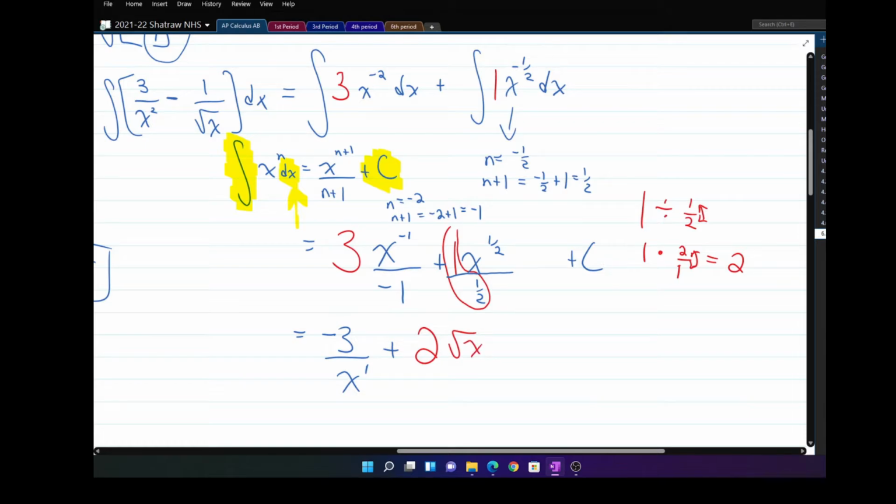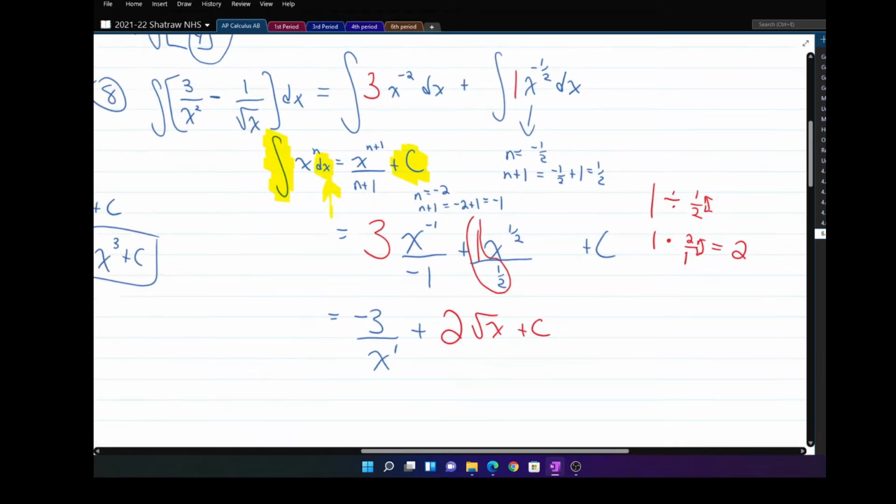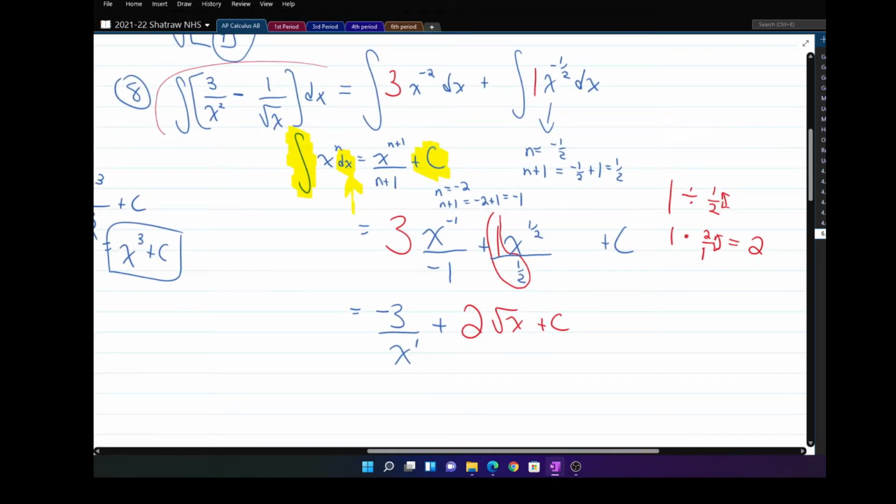That's going to be my answer, okay? And then plus that c. And what I was doing originally was this integral. And notice how I have this equal sign here, and here, and here. This is a rule, and I just moved it over to where you could see it, but it's not actually part of the problem.